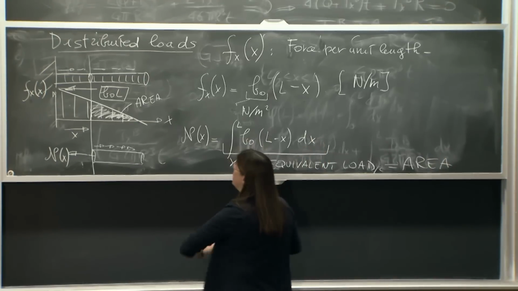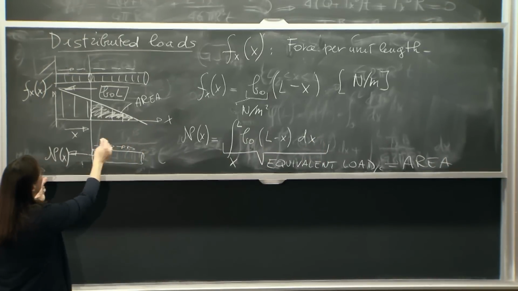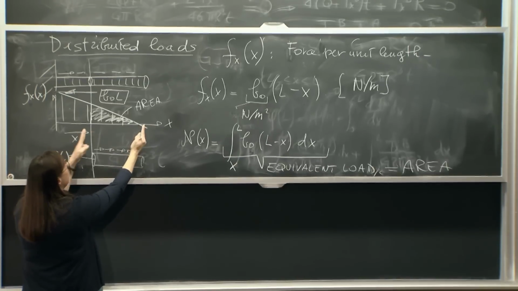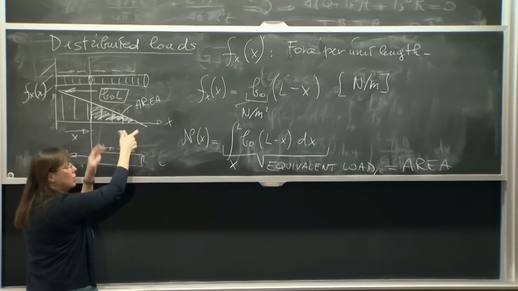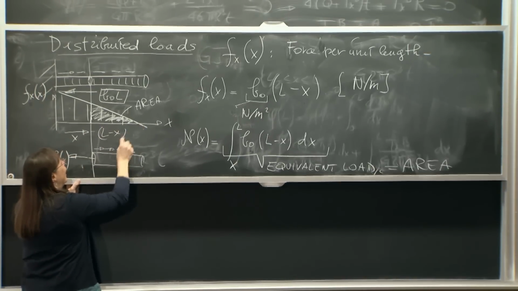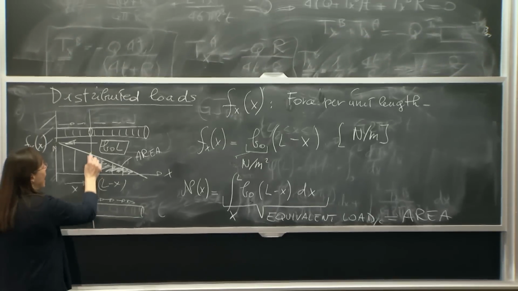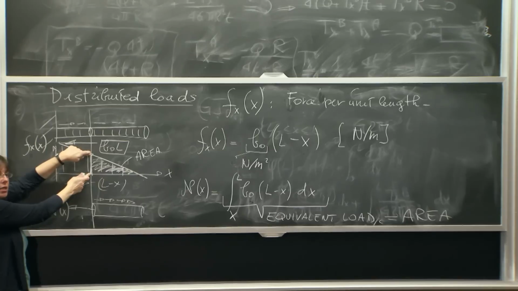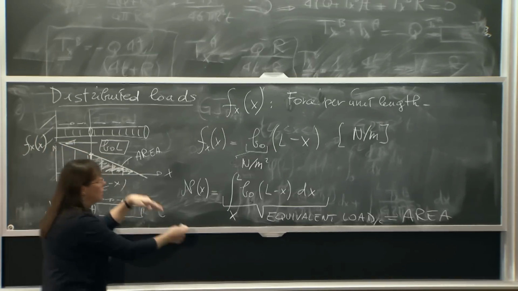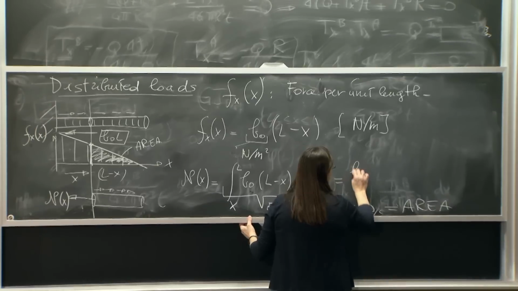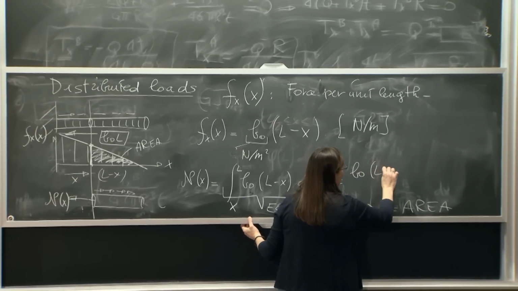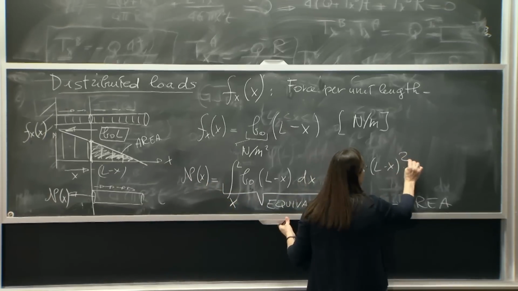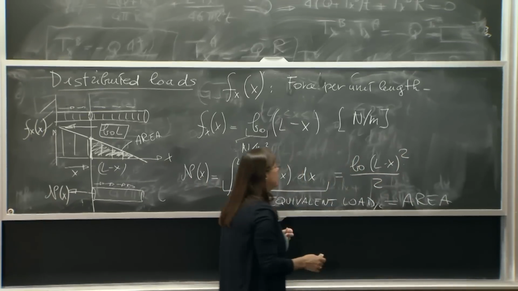If you get lost in the integral, look at the area of these triangles. What is this base of the triangle? If I'm at x and the whole length is L, how much is that? L minus x. I see you're frustrated. What is the height of this triangle? Well, that's the function. B0, L minus x. What is this area? That's going to be B0, the height, L minus x, times the base, which is L minus x again, divided by 2 because it's a triangle.